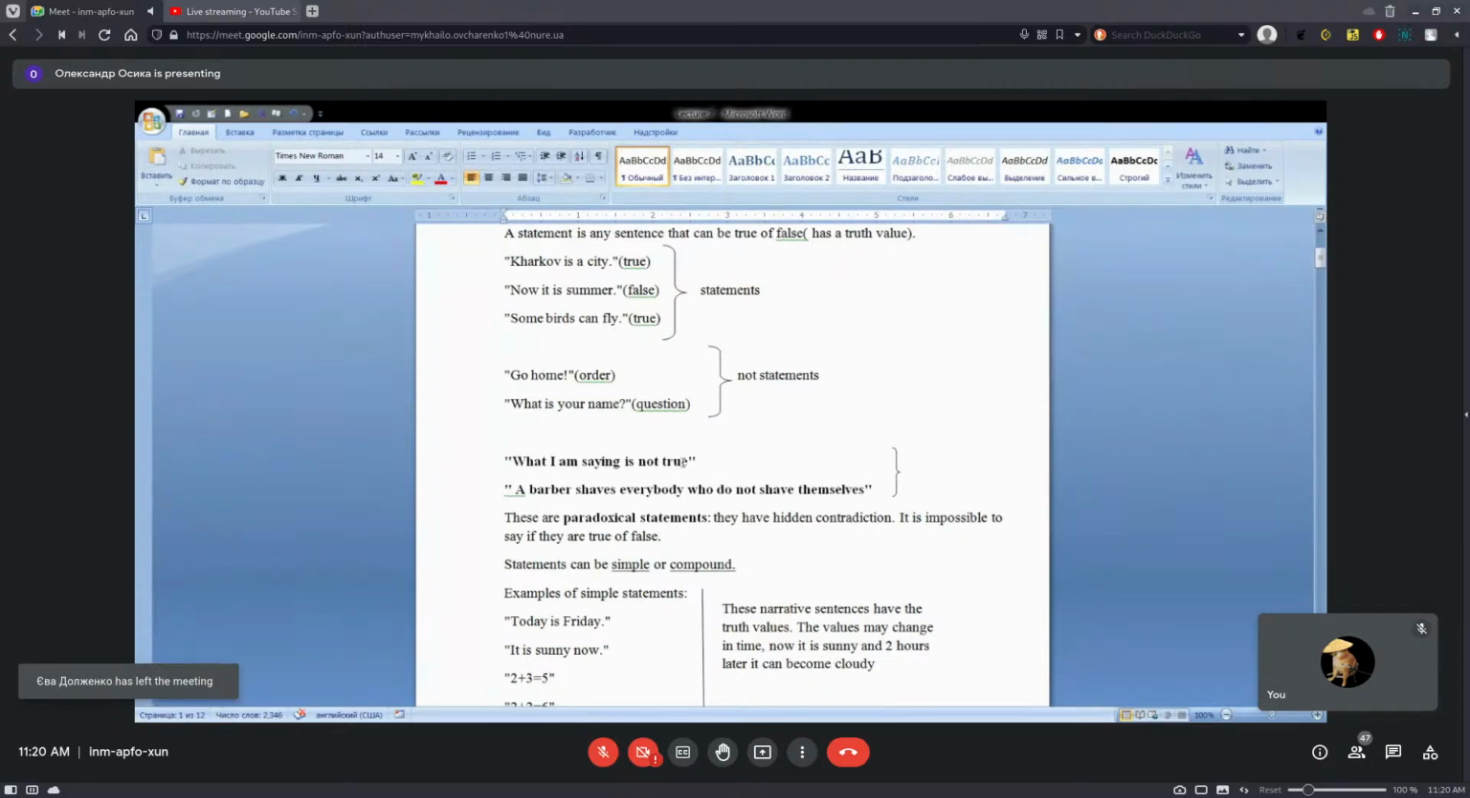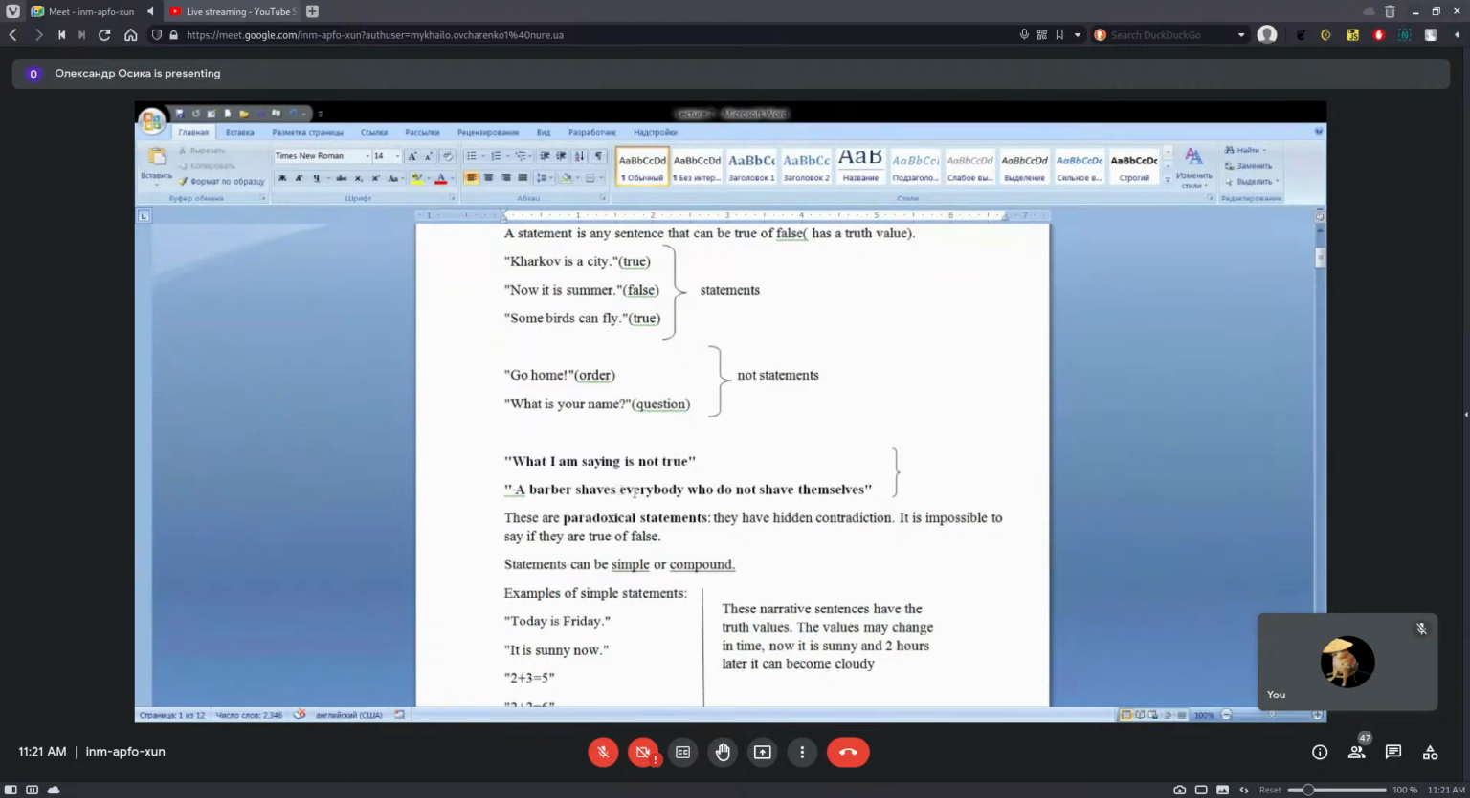What I'm saying is not true. On the surface, it looks like it is a statement. But if we think a bit, if it is a true statement, then what I said must be true: I'm lying. But if it is false, then what I'm saying is true. So it is contradictory. It is a paradoxical sentence. We are doing our best to avoid such sentences in our logical schemes.